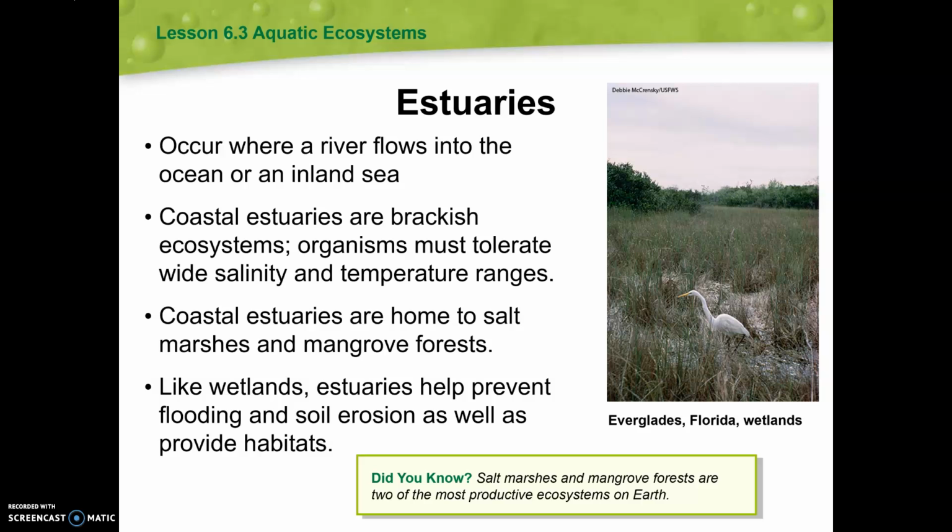Another wetland type place that we're going to see are estuaries. An estuary is a meeting area where a river flows into an ocean or an inland sea. And these estuaries tend to be brackish ecosystems. If we remember what brackish means, it's a mix of salt and fresh water.